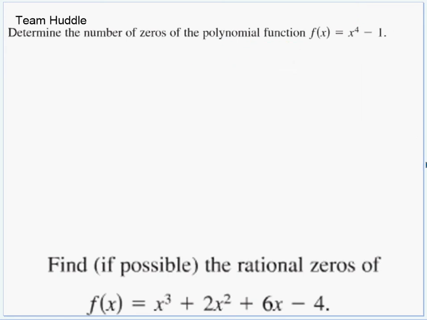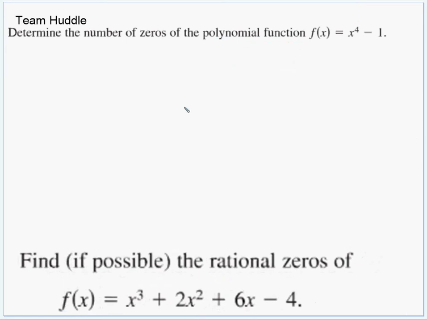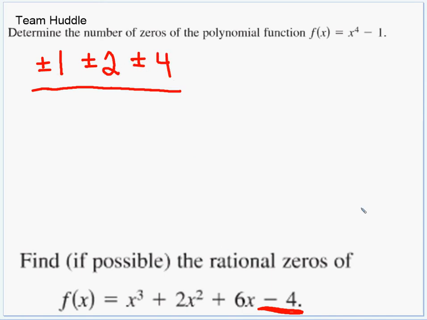Okay, now for the second one, let's list our possible rational zeros. So up top, we're going to do the factors of 4 or negative 4. So it's always plus and minus. Plus and minus 1 goes into 4. Plus and minus 2 goes in there, and also plus and minus 4. Our leading coefficient is just a 1, so that's plus or minus 1. So it looks like we have 6 possibilities: positive negative 1, positive negative 2, positive negative 4.